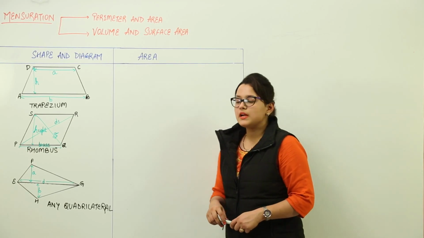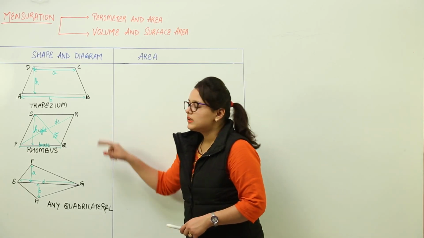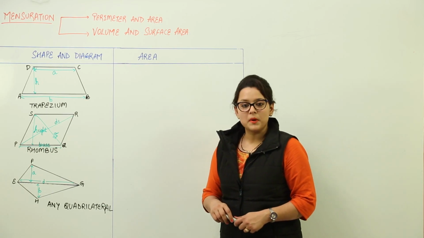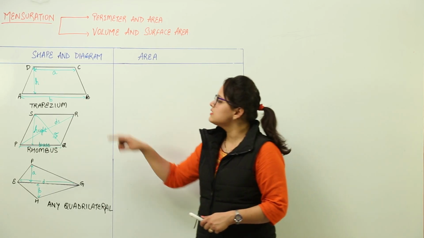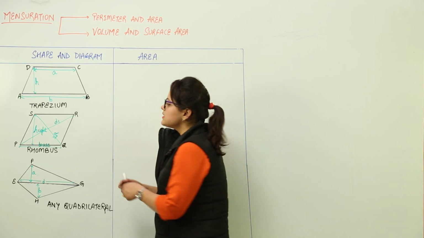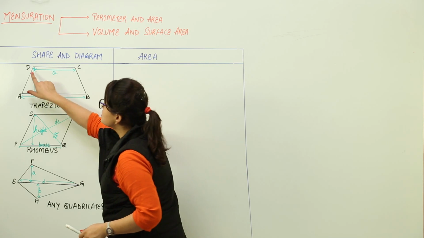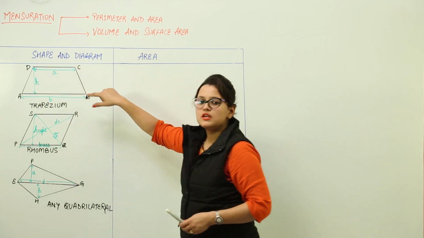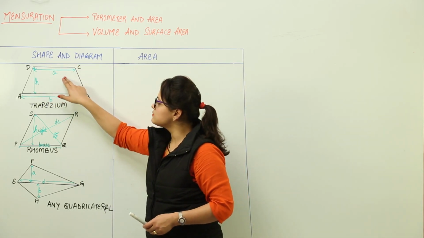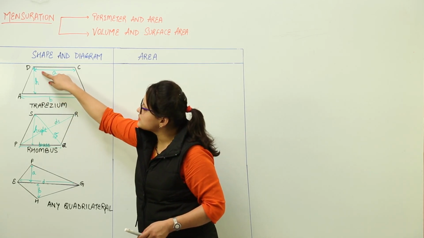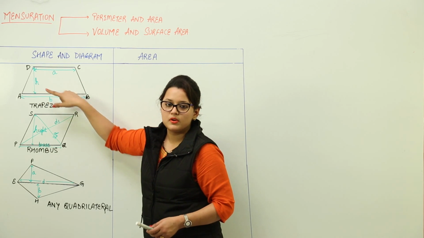Now the next shape that we have is a trapezium. A trapezium is a shape that has one pair of parallel sides and the other pair is non-parallel. So we can see that AB is parallel to DC and AD is not parallel to BC. So we have the parallel sides measurement A and B, and H here represents the height of the trapezium, right?